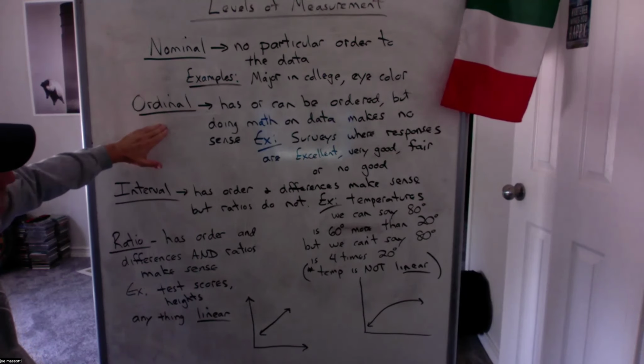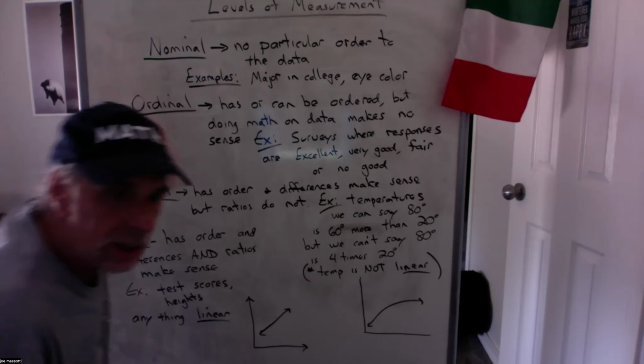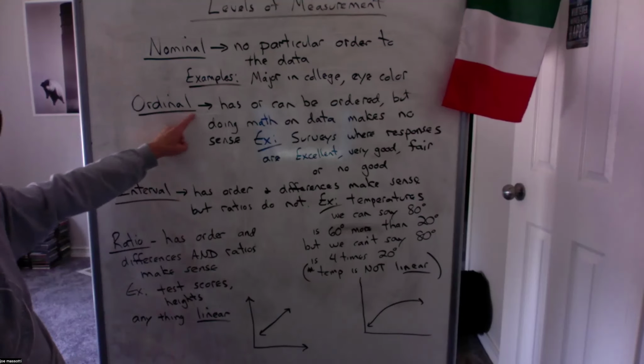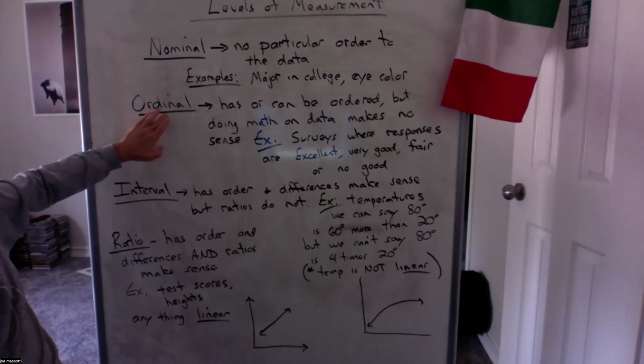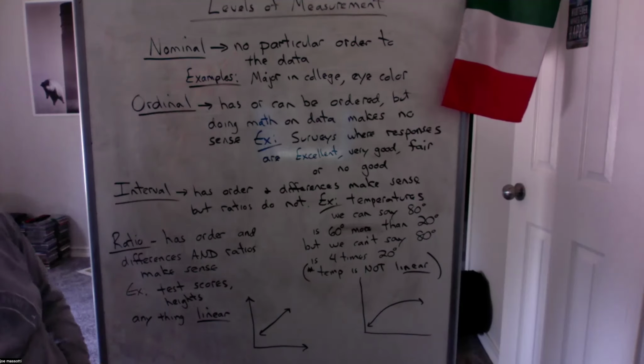Does it have order? So you start here and you say, does the data you're looking at have any order to it? Can it be ordered in any way? If it can be ordered in any way, it reaches the level of ordinal. Okay? So nominal data has no particular order to the data.